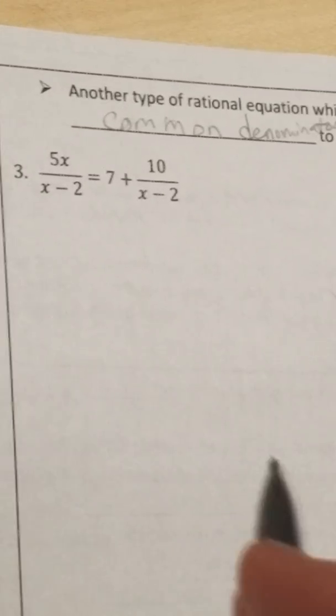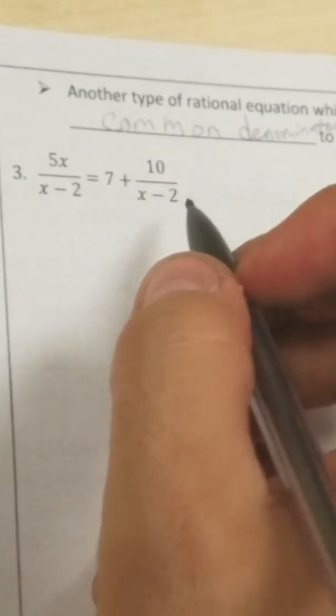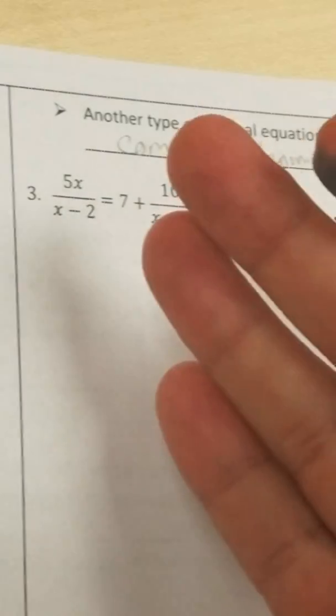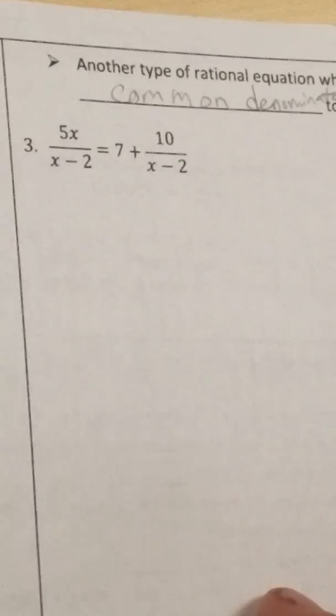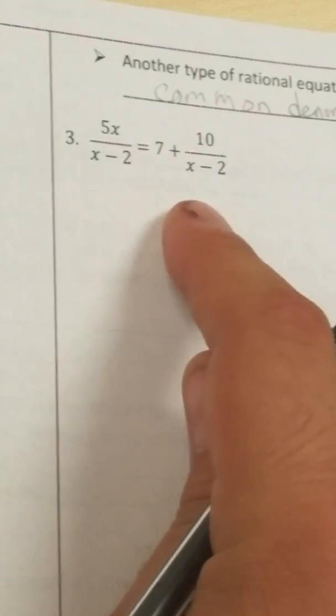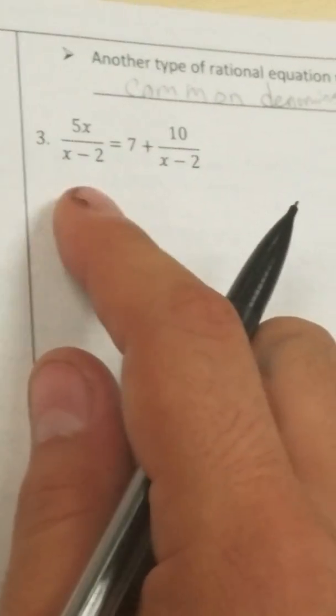So for number 3, basically what you want to do is combine the fraction with the numbers together. So basically get one common denominator. What I like to do is first find the least common denominator, and then generally multiply everything by that common denominator just to make things simpler. All right, so we're going to try doing that.